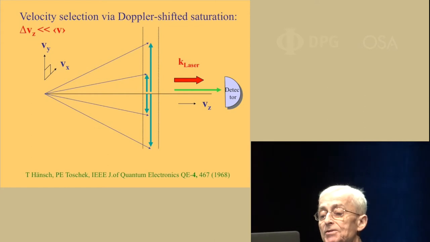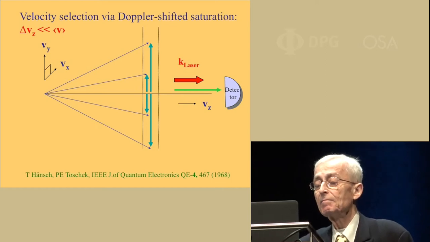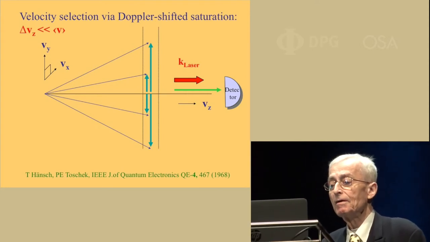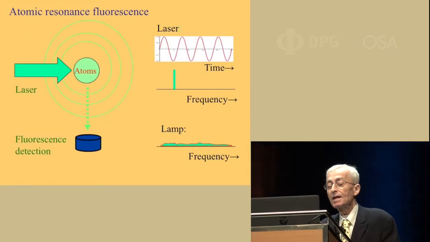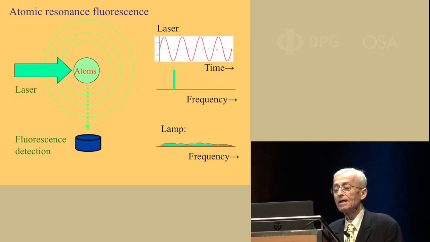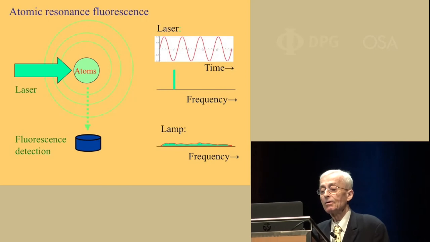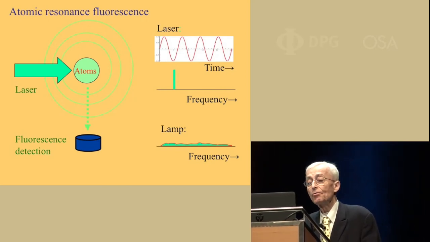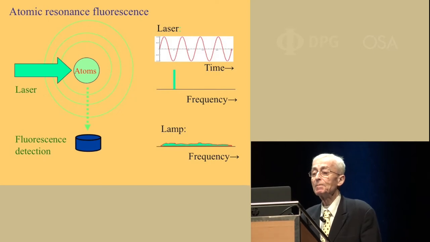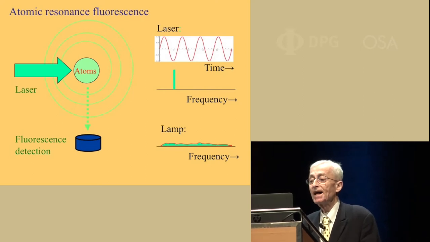And this, of course, was only possible due to the fact that lasers provided a light source of potentially very narrow frequency distribution, and fluorescence detection in a direction perpendicular to the laser could give rise to narrow spectra. With this kind of arrangement, no Doppler effect could affect the observed atoms.